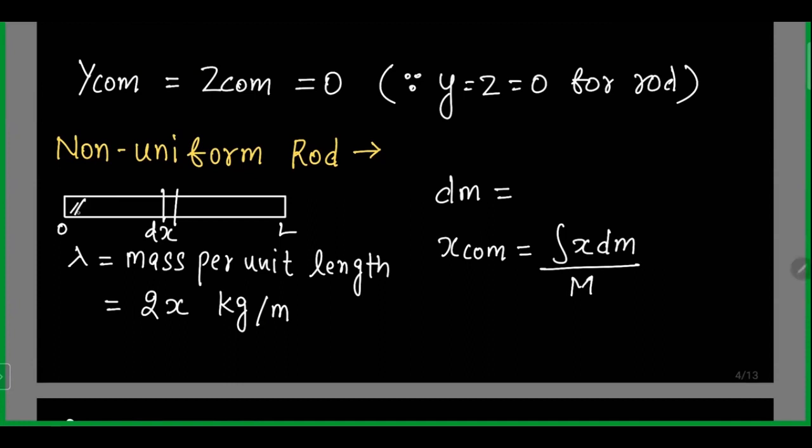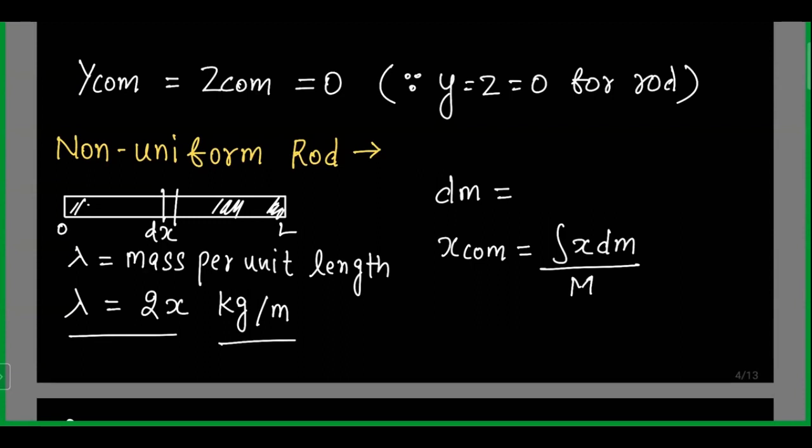Let's say here mass is less, but here mass is more, and here mass is even more. So your rod is non-uniform. And what is mass per unit length given to you? Mass per unit length is given as 2x kilogram per meter. Okay, so mass per unit length has a unit of kilogram per meter. Now again the same step we will repeat.